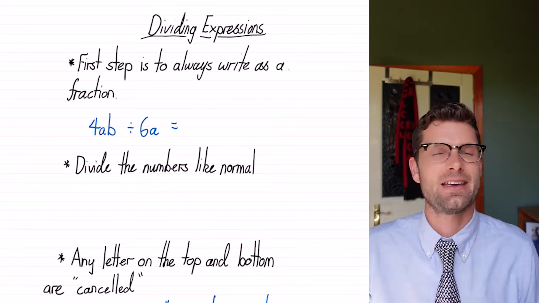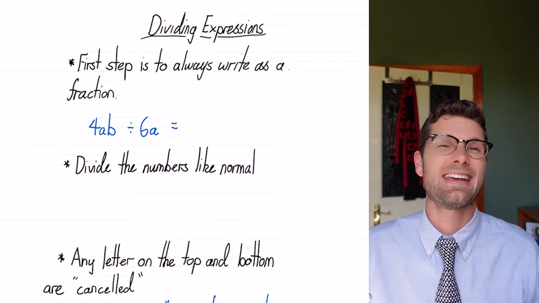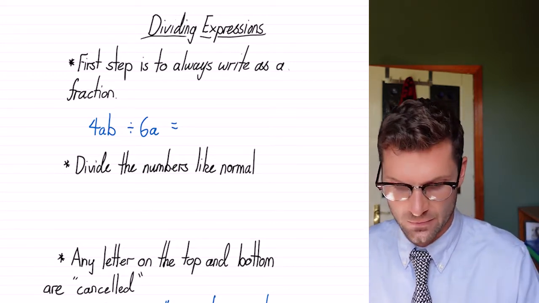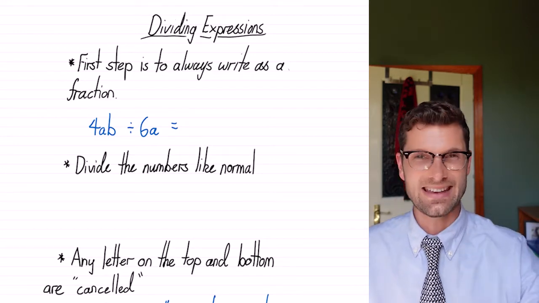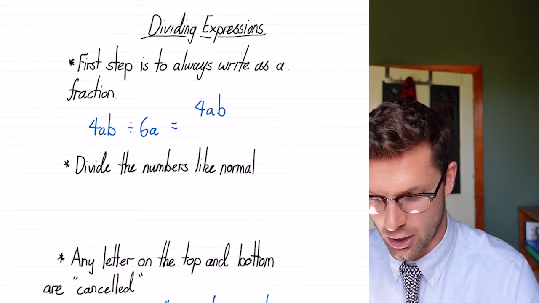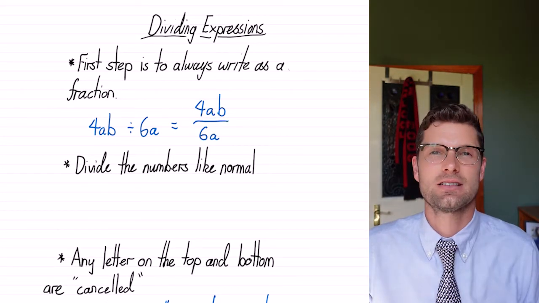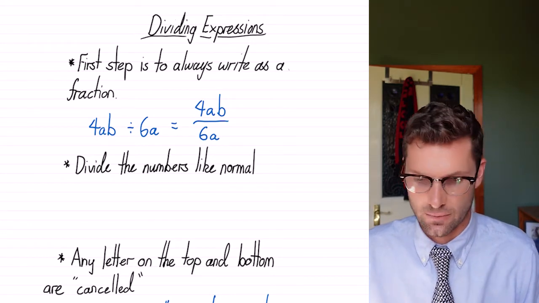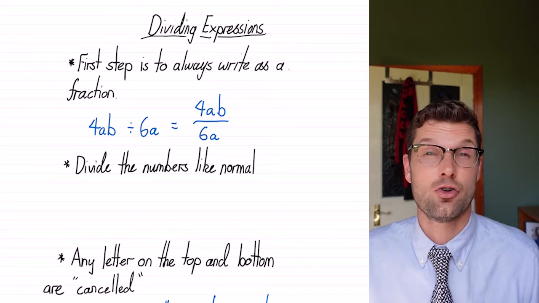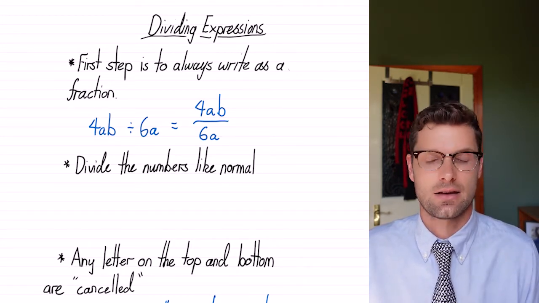So the first step for these ones is we've always got to write any type of algebraic expression in fraction form instead of a divide, okay? So for this one, where we've got 4ab divided by 6a, our first step is to write it in fraction form. Remember that line across in a fraction does just mean divide. Then the first step for this one is that we just divide the numbers like normal. So we're just simplifying these numbers.